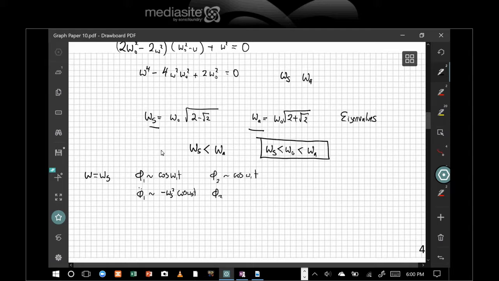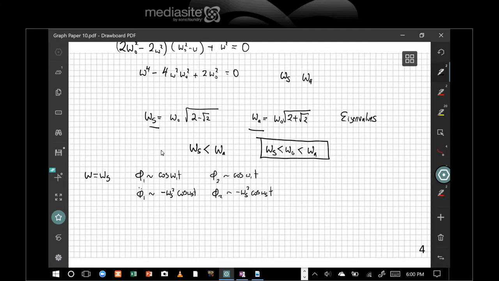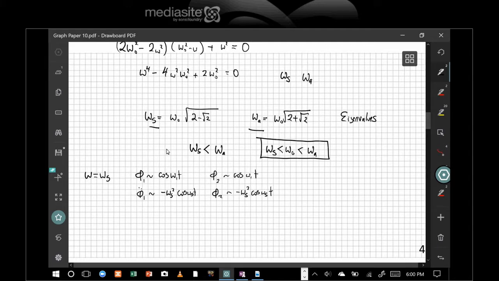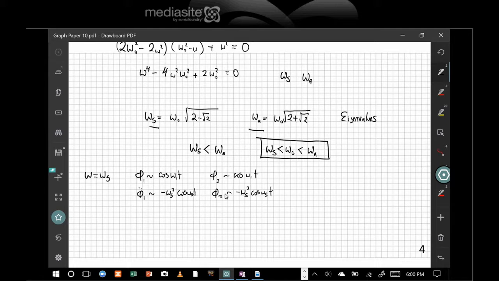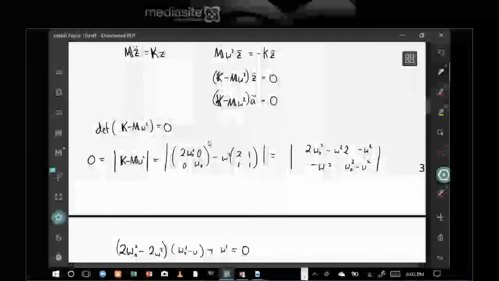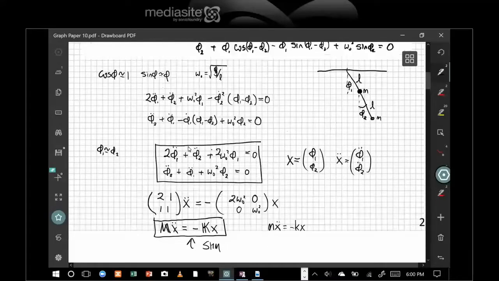Same thing here. I'm going to get the same thing, a minus omega s squared cosine omega s t. Okay. So now I'm going to stick that back into my equation of motion. Actually, the two equations of motion. Again, what equations of motion am I talking about? I'm talking about these simplified equations of motion. So I'm going to stick those solutions right back into there.